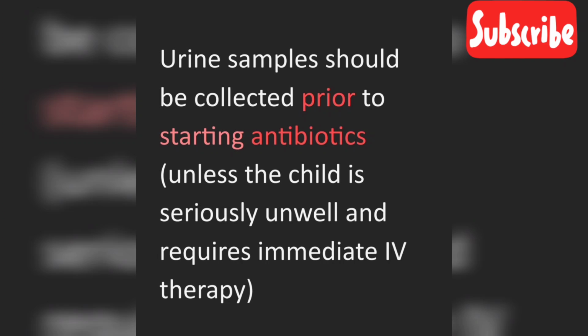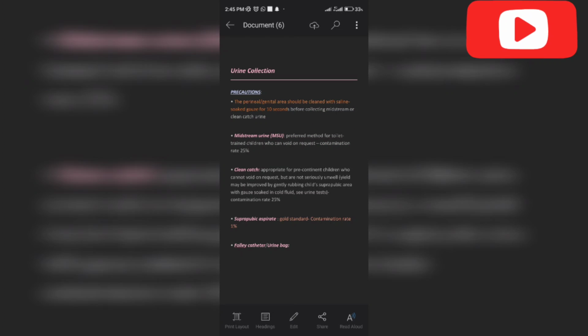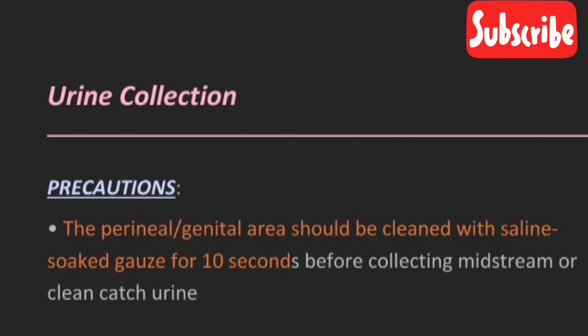So, how to collect the urine? What are the precautions and what are the methods of collection of urine? First of all, there is sterilization. Before collecting the urine, you have to clean the perineal or genital area with saline-soaked gauze for about 10 seconds, so that no organisms from the perineal or genital area can enter the sample and falsify the result.